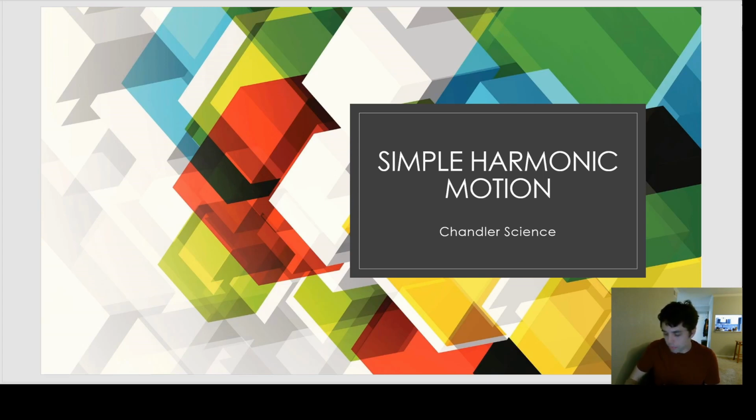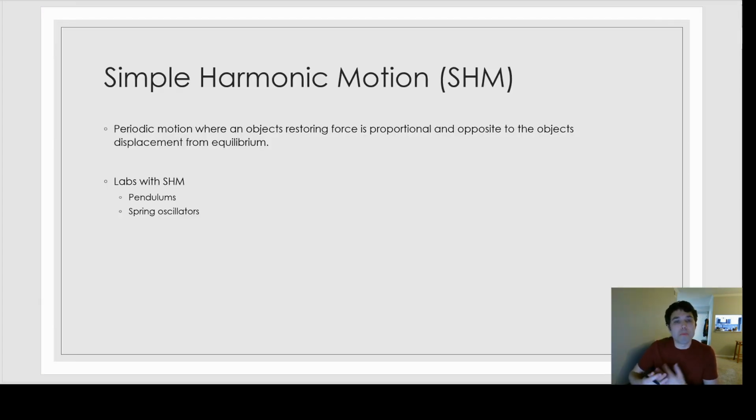So let's get started. All right, so what is simple harmonic motion? What does that term even mean? Let's talk about the definition before we go any further. Simple harmonic motion is periodic motion, and periodic just means motion that repeats over and over, right? So it cycles. It does a motion and does it again and then again.